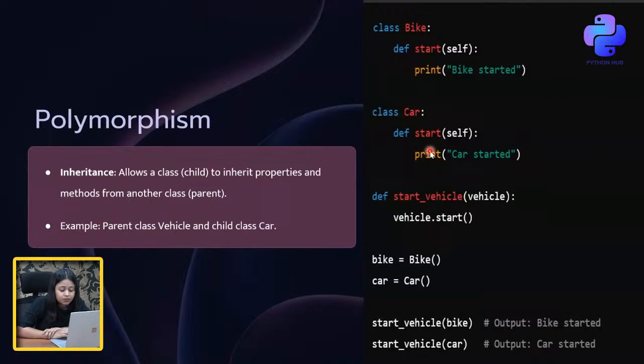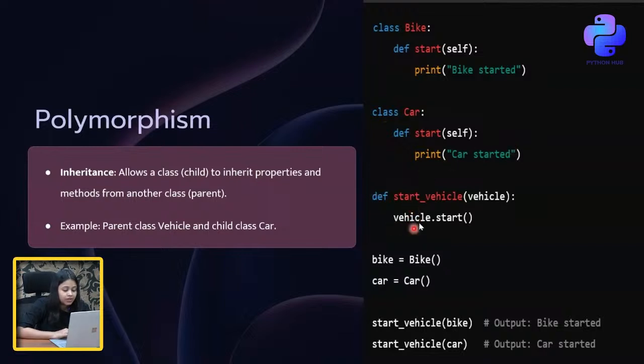So, again, taking an example, both cars and bikes can start. That is, we have a start method, which means they might do it in different ways. Let's understand this snippet. Here we have created a bike class. There is a start method, and it simply prints bike started. Same goes for the car. I have a car class, and again I have defined a start method, and it prints car started.